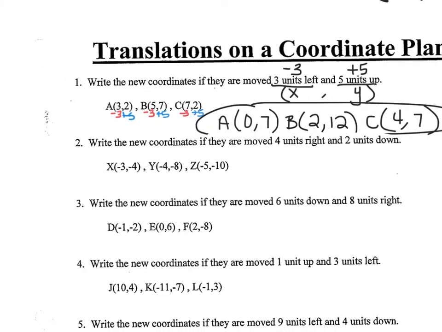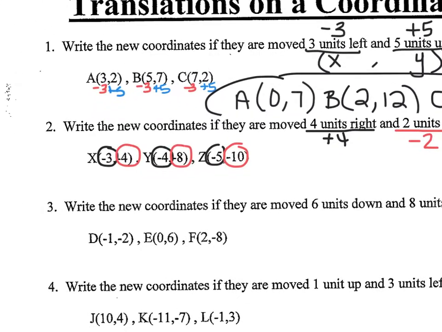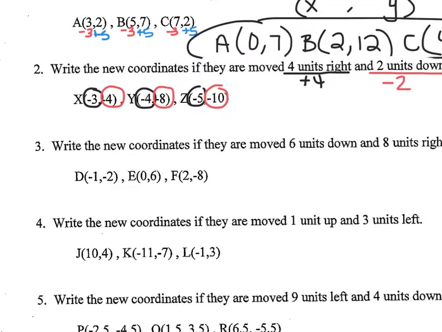Number 2 is the same thing. They put them in the correct order, 4 units to the right. So the going to the right are my positive numbers. So that would be plus 4 for every x value. So adding 4 to all of those. And then 2 units down. So that's the y value. And if we go down on the coordinate plane, that would be negative numbers. So minus 2. So you're going to subtract 2 from all of the y values. And when you put it in the calculator, you have to put it in just like you would see it. So negative 4 minus 2 is how that would look.